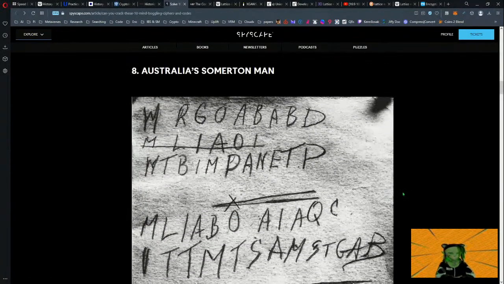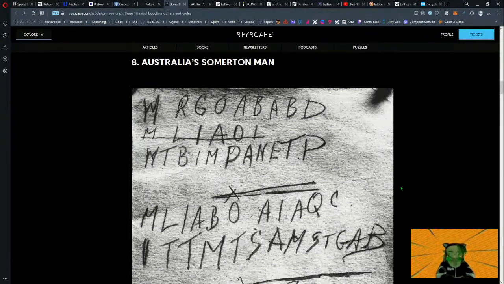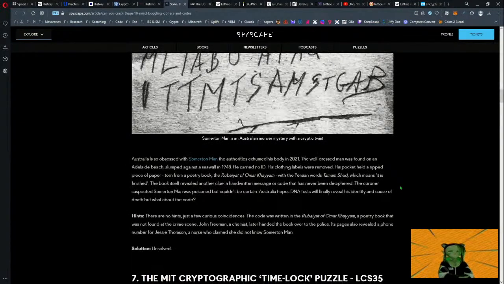But if you know anything, Somerton Man is very similar to another one that we're also going to cover very quickly. Somerton Man is an Australian murder mystery with a cryptic twist. This was 1948. The well-dressed man found on Adelaide's beach slumped against a seawall in 1948 carried no ID, his clothing labels removed. His pockets held only a single ripped piece of paper torn from a poetry book, The Rubaiyat of Omar Khayyam, which I'm sure I'm saying wrong, with the Persian words Tamam Shud, which means it is finished. The book itself revealed another clue, a handwritten message or code that has never been deciphered.